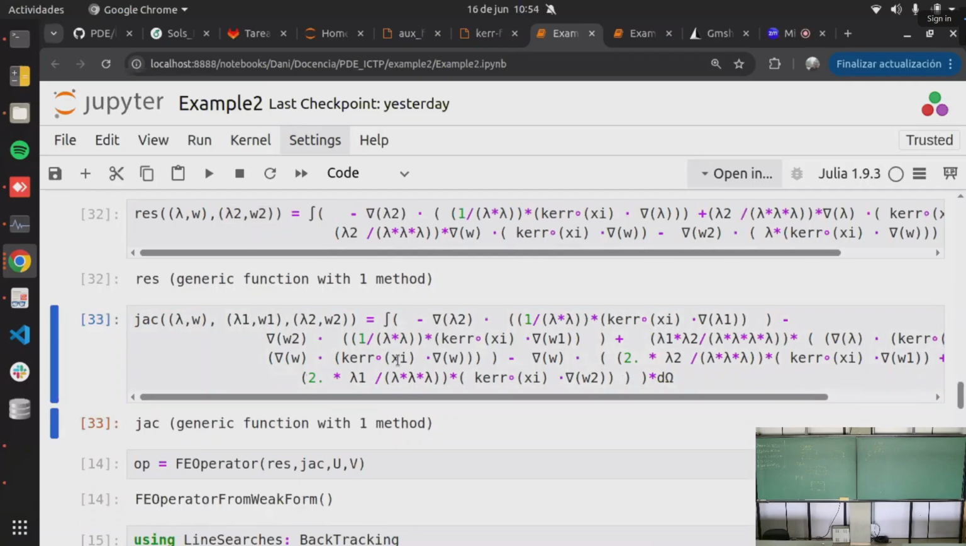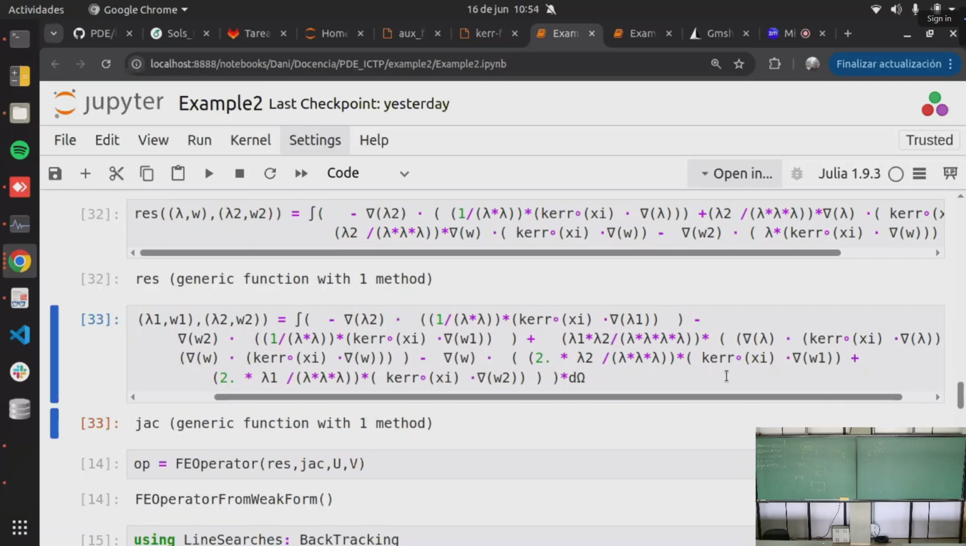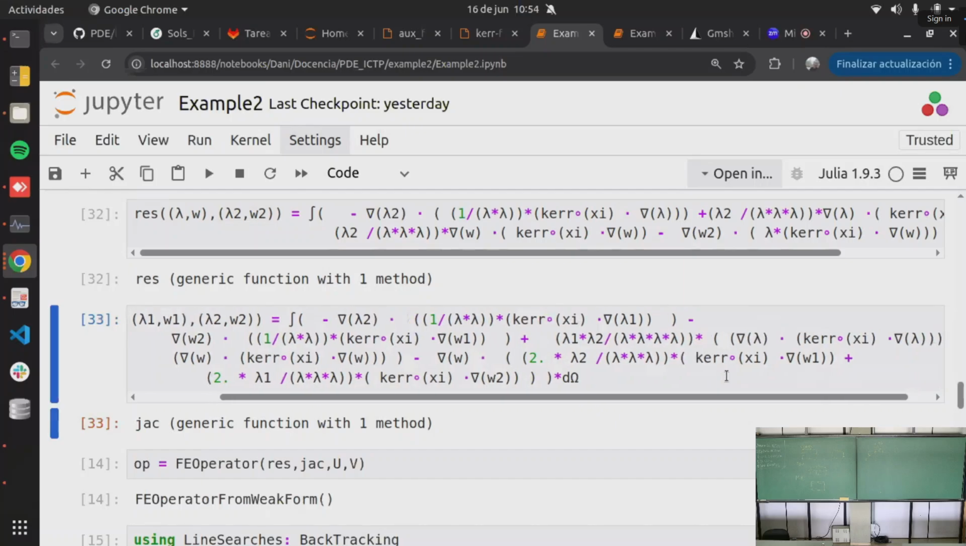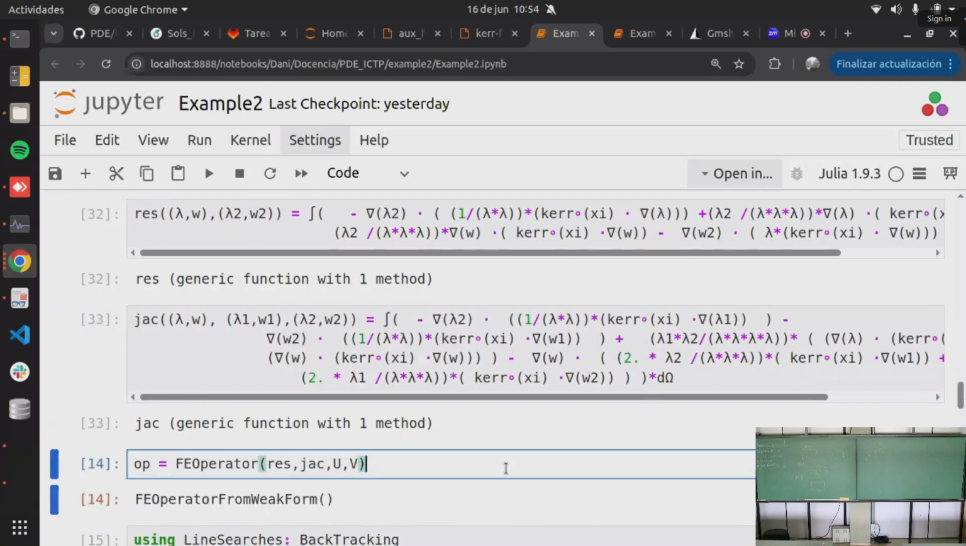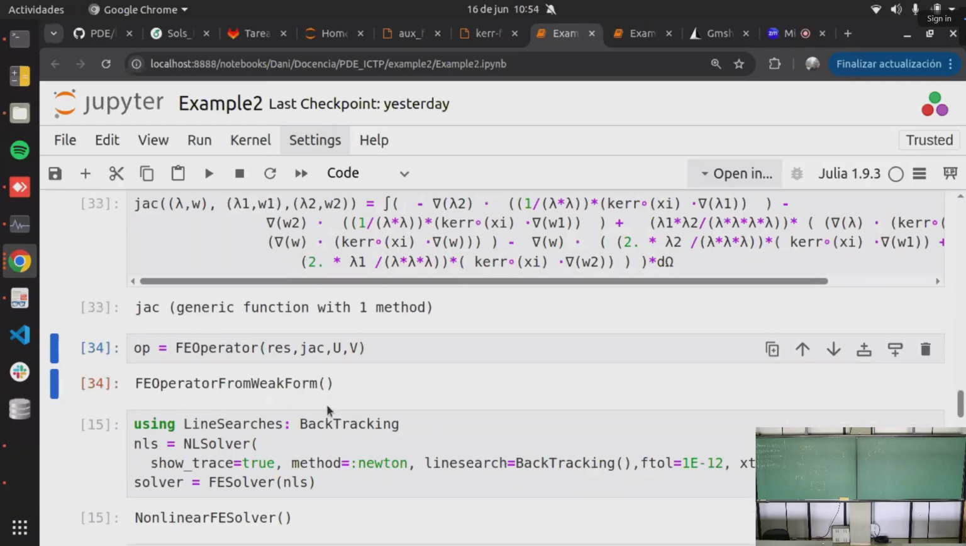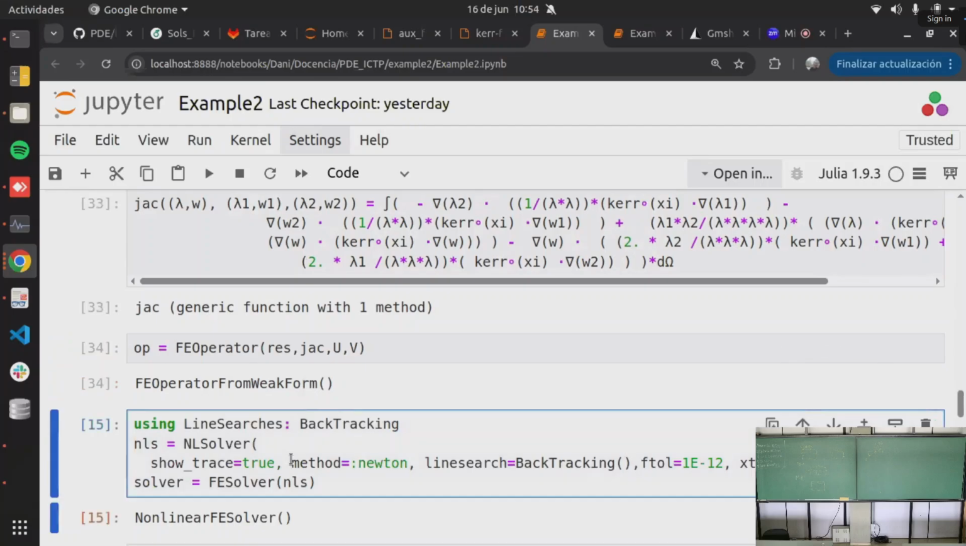Remember that we also have this condition, so we didn't perform any integral in the boundary. And in the same way, we have to define the finite element operator. And we remember that we are solving a nonlinear equation, so we use Newton-Raphson again.